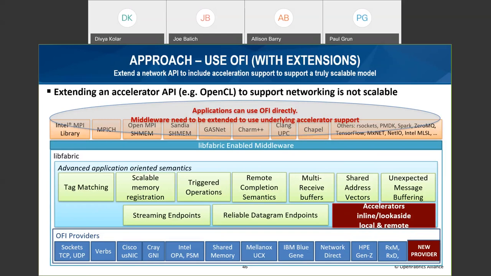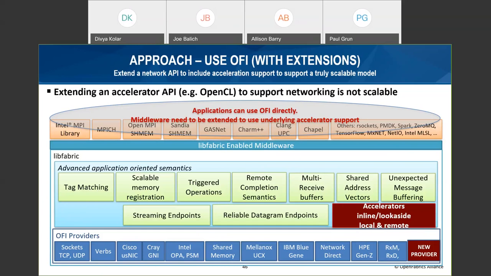In this context, the OpenCL model uses FPGAs. It allows kernel pipelining. You can do kernel-to-kernel communication between FPGAs, but it's not really a scalable solution. It's probably more logical to take a network API and use it for supporting acceleration, which means that you can get a truly scalable model. With this approach, OFI would have certain extensions that we are going to be talking about. And there are a couple of ways it can be exposed to the upper layer software.